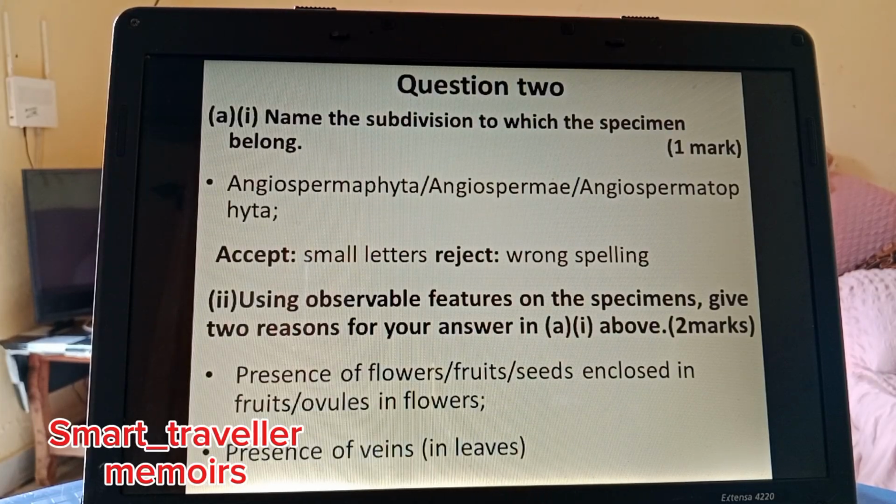Question 2. Name the subdivision to which the specimen belongs. Angiospermaphyta, or angiospermae, or angiospermatophyta. Accept small letters but reject wrong spelling. Using observable features on the specimens, give 2 reasons for your answer in A1 above. One is presence of flowers or fruits or seeds enclosed in fruits, obvious in flowers, and presence of veins in leaves.